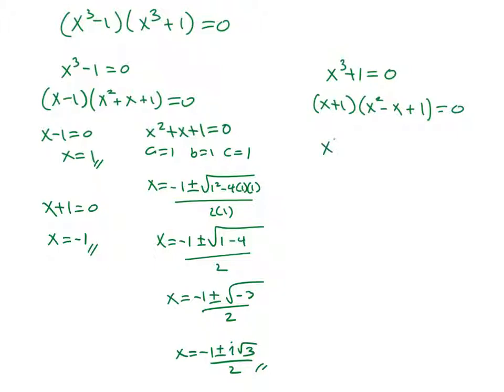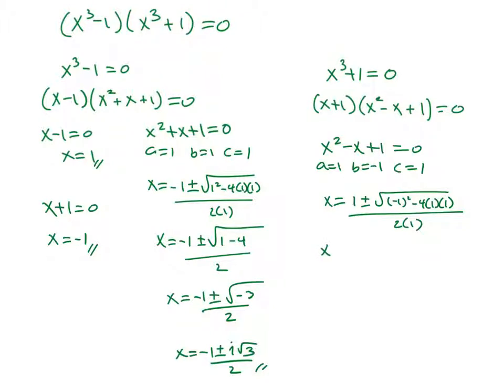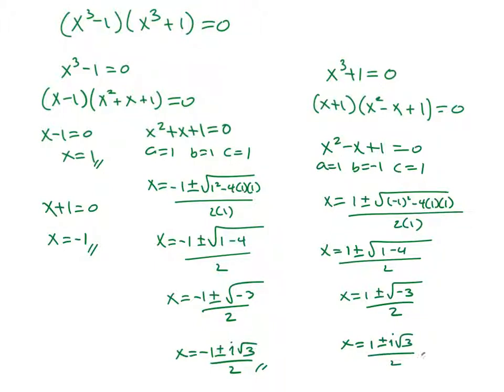Now I'm taking the x squared minus x plus 1 equals 0. Again, a equals 1, b equals -1, and c equals 1. So x equals the opposite of b, so 1, plus or minus the square root of (-1) squared minus 4 times 1 times 1, divided by 2 times 1. So x equals 1 plus or minus the square root of 1 minus 4, divided by 2. So x equals 1 plus or minus the square root of -3. So x equals 1 plus or minus i square root of 3, divided by 2.